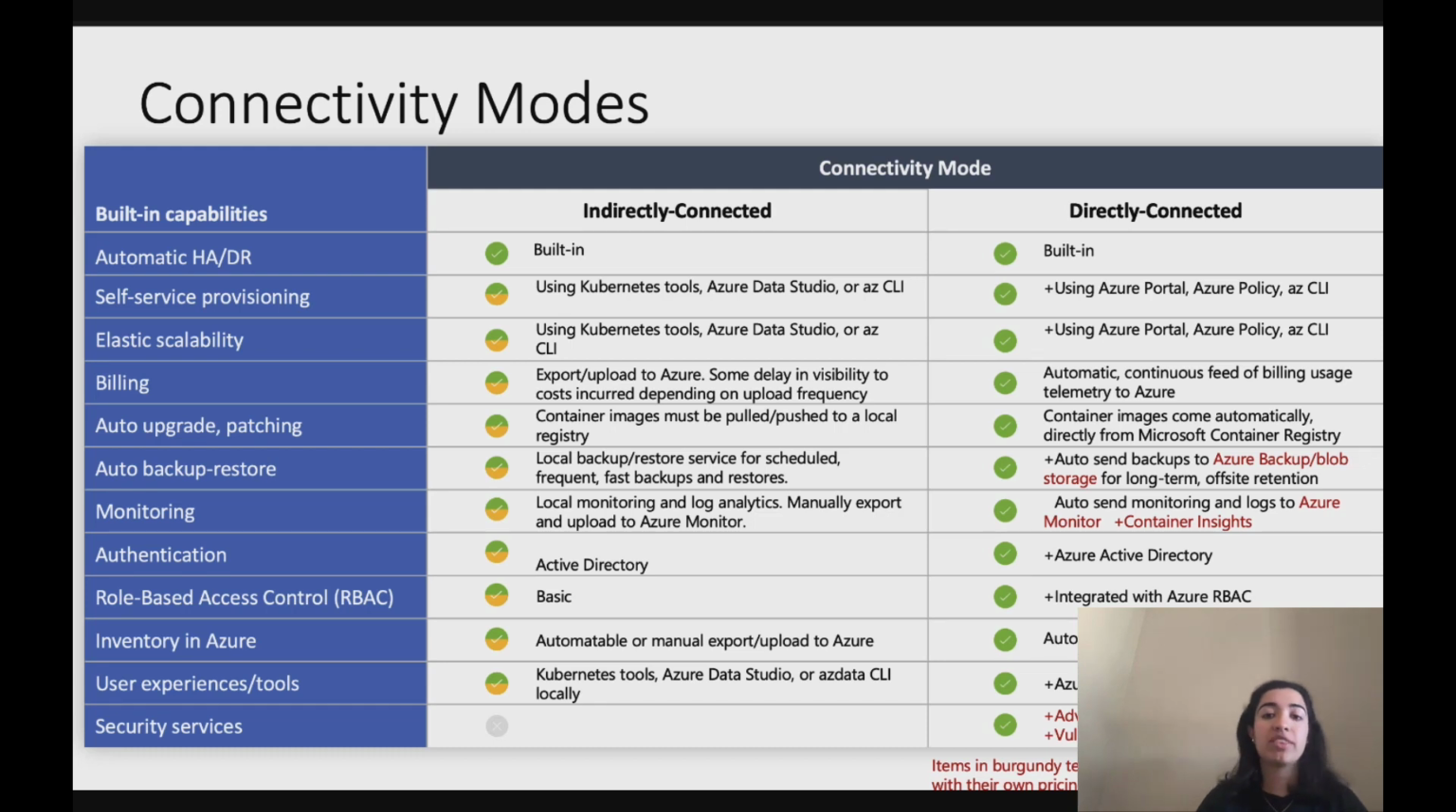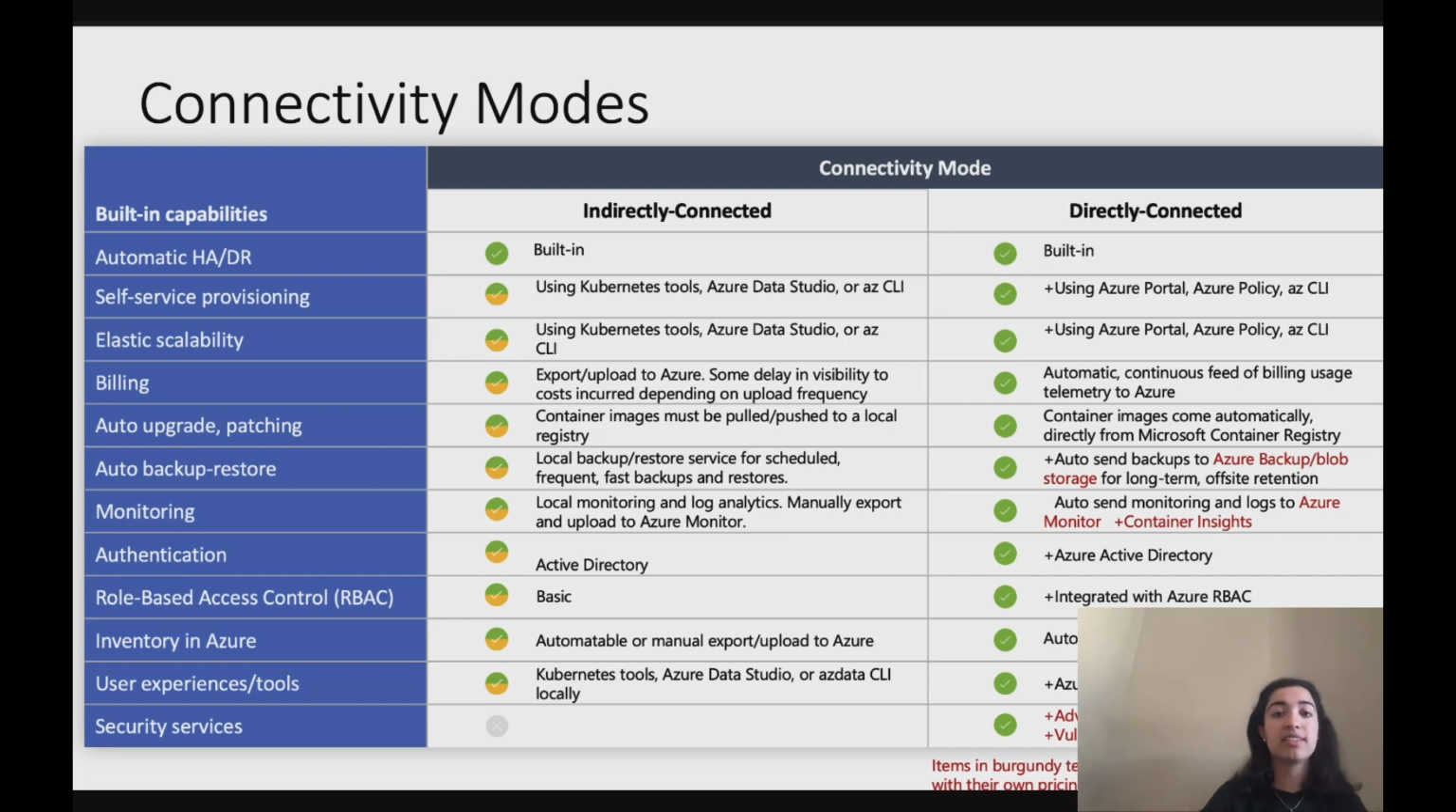Customers, on the other hand, who want to see current, up-to-date, real-time inventory metrics will use directly connected mode, as that's a better choice in that case. Also, for customers who want to use additional Azure features like security, Azure Monitor, and Azure Defender, this is also a good case for directly connected mode.